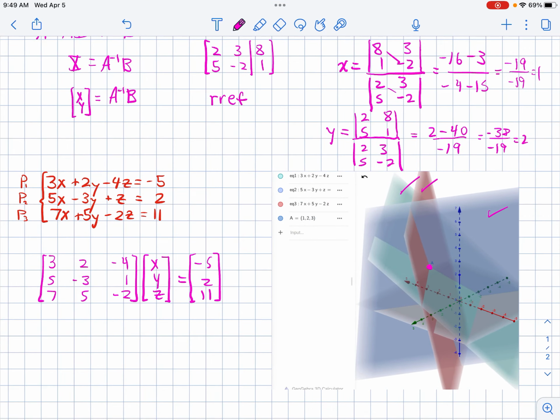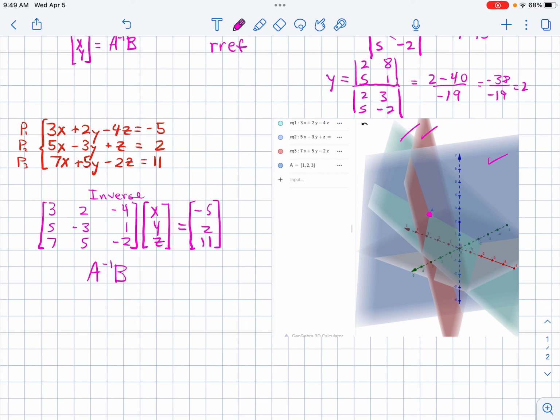Okay, so the RREF, so this is the inverse one where we do A inverse B. We've got the RREF, and that's when we rewrite this as 3, 5, 7, 2, negative 3, 5, negative 4, 1, negative 2, and then negative 5, 2, 11. And we do the RREF.